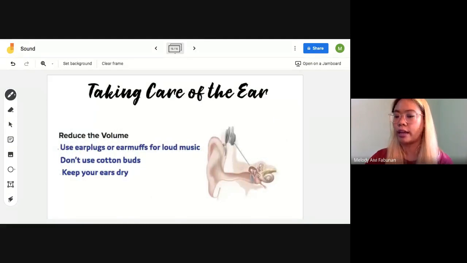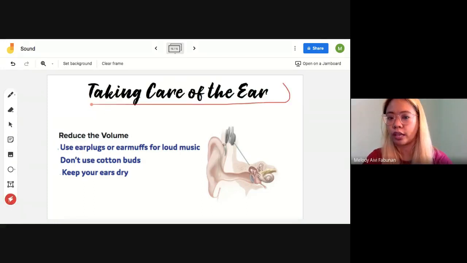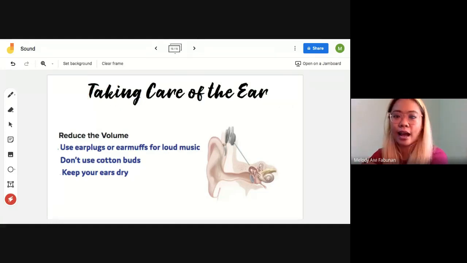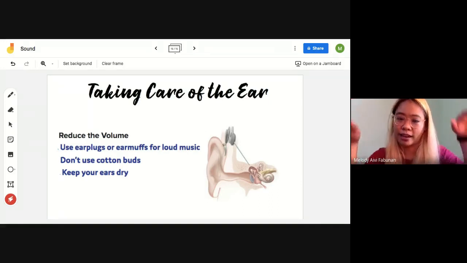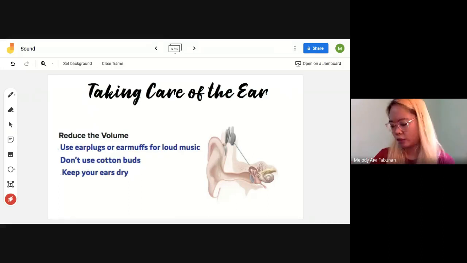So to end our lesson for today, we are going to come up with ways on how we can take care of our ears. Kasi nga, the ear is our organ for detecting sounds. We can hear because of our ears. And our ear is also related to our balance. So when we are walking, we can walk straight because our ear can detect yung balance na ganun. So if our ear is damaged, most probably yung balance din ninyo will also be damaged.